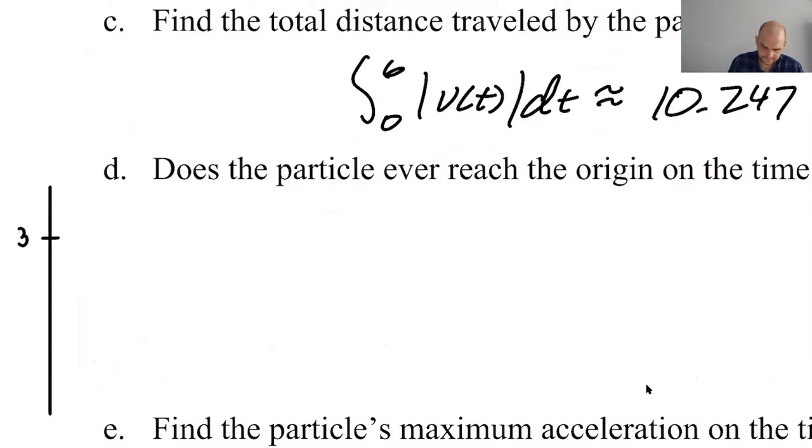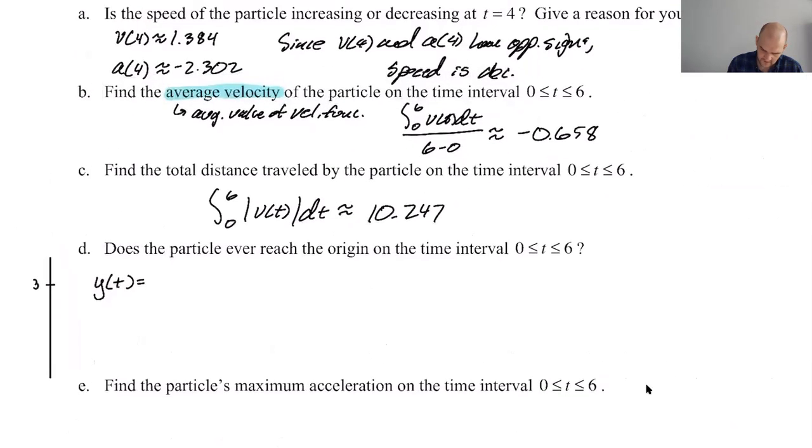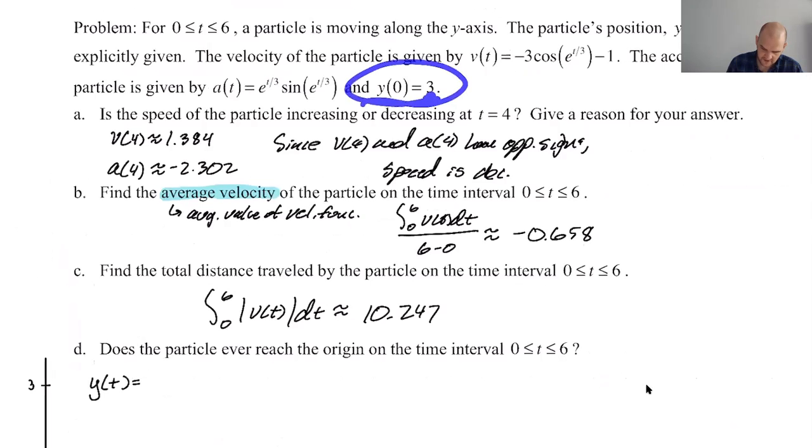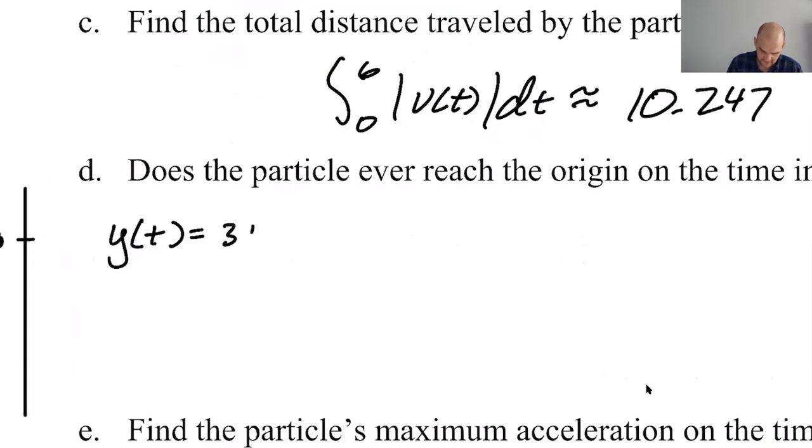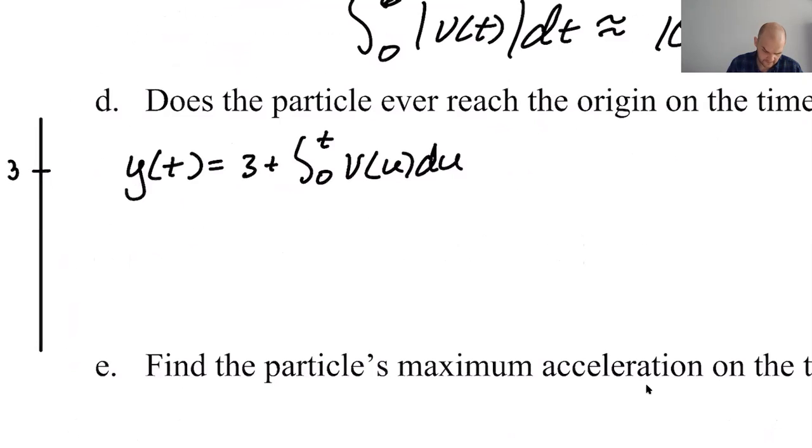So I'm going to say that y of t is equal to, y of 0 is 3, so 3 plus the integral from 0 to t of v of u du. I'm writing an accumulation function. So y prime, by the second fundamental theorem, is going to be v prime of t. No, it isn't. It's just v of t, right? It's this thing with the upper bound plugged in times the derivative of the upper bound. So y prime is v of t.